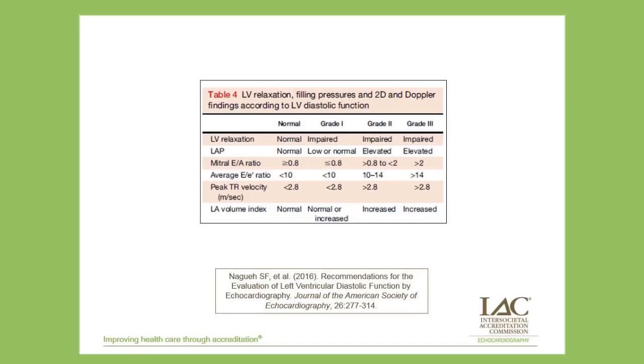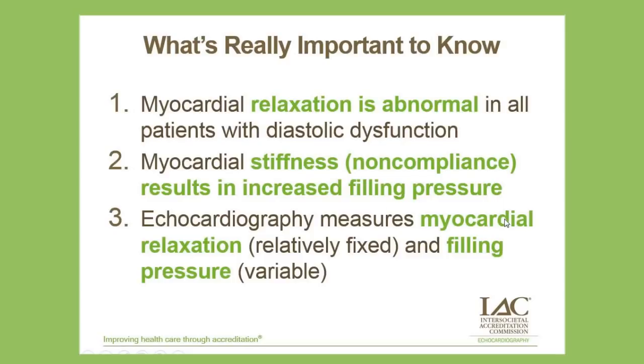So let's start there and take a look at the table that's provided in the diastolic function document that just goes over normal, grade 1, grade 2, and grade 3. And this is just a nice little summary of the things that you would expect to see with each of those grades of diastolic dysfunction. I'd like to boil it down to even more simple things. And this is in my little book of what's really important to know.